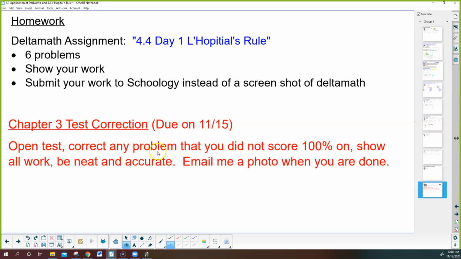So open the test, correct any problem that was not 100%. I did give some partial credit. That was my way to curve the test. Instead of getting something wrong, I looked at your answer and decided, based off of that answer choice, was it partial credit or not? And then I also looked at the work that you submitted. Anyways, anything you didn't get 100% correct, show your work. Be neat, clean, accurate, and then email me a photo when you're done, and this will boost your score up to a 75%.